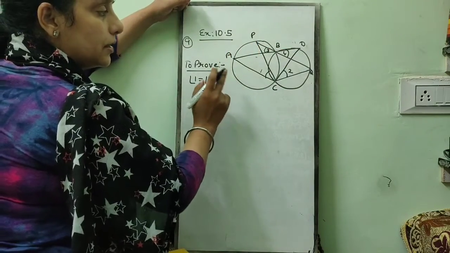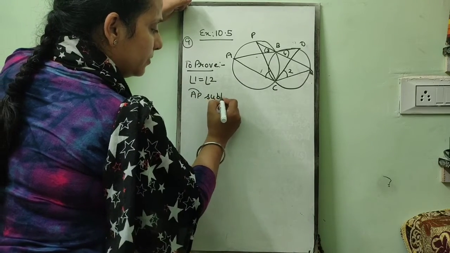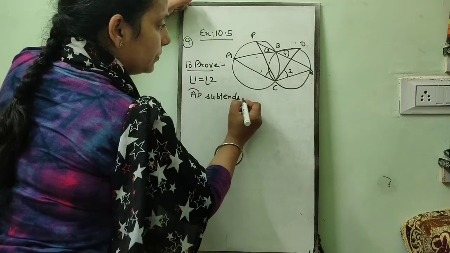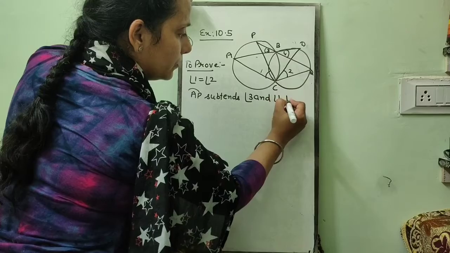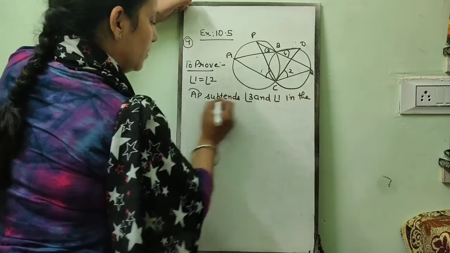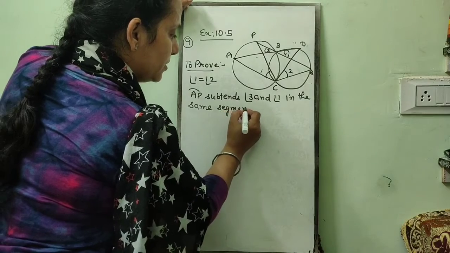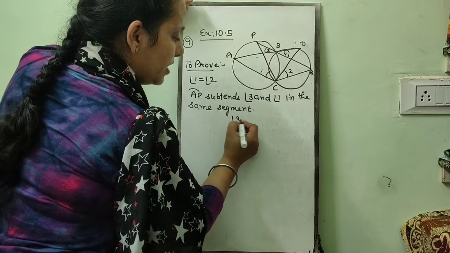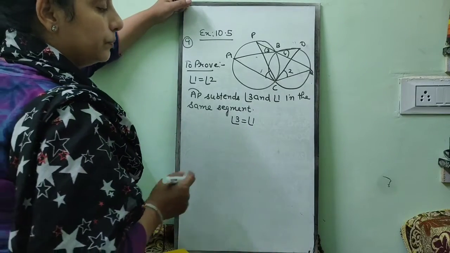For the first circle, arc AP subtends angle 3 and angle 1 in the same segment. It means angle 3 will be equal to angle 1, because angles in the same segment are equal.